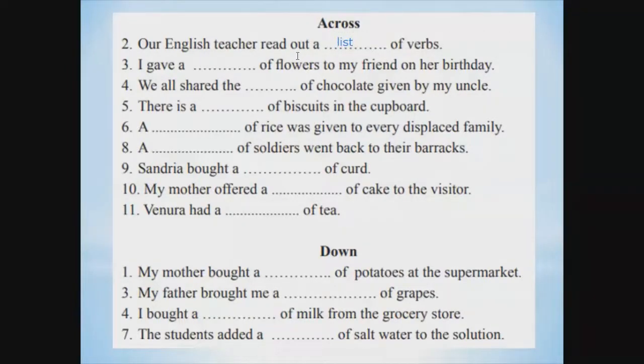Page number 9 පුතේ. Textbook එකේ pupils textbook එකේ page number 9. අපි මේ වාක්‍ය ආයි කියමු. Let's read the whole sentence together. Our English teacher read out a list of verbs. List of verbs. Very good. Okay. Let's find the fifth one.